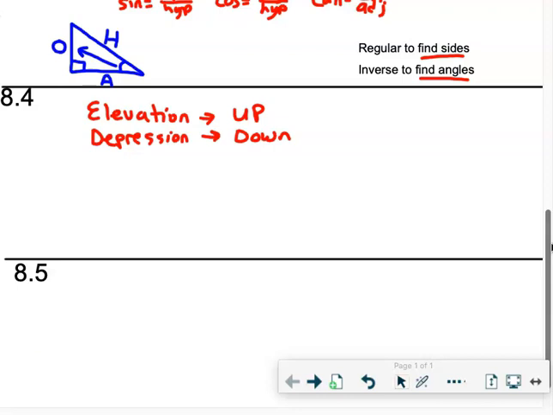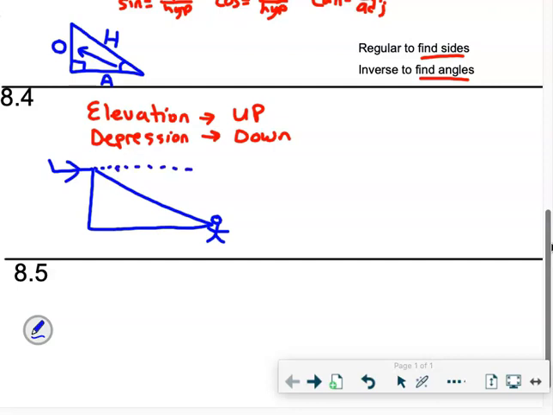One thing that I'll point out to you again that's important to know is that if you have an airplane, and you have a person on the ground, the pilot in the airplane has to look down at a certain amount of degrees to see the person. That's the same amount of degrees the person has to look up to see the plane. So the angle of depression, the angle looking down, is always equal to the angle of elevation looking up.